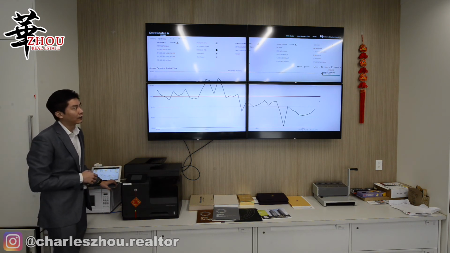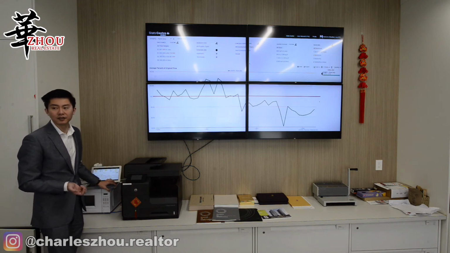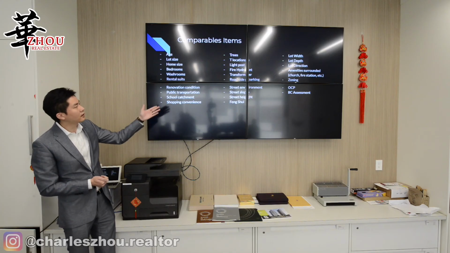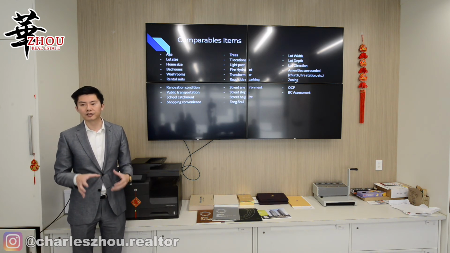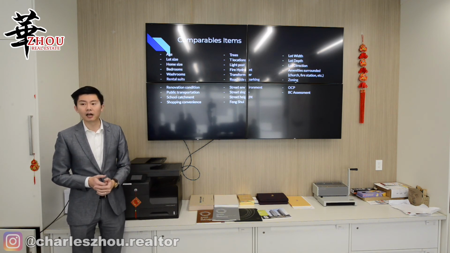So from this graph, the seller will be able to tell that they cannot get a crazy price anymore. They have to understand the market. So comparable items, you have to know what to compare, right? There are age of the property, lot size, home size, bedrooms, washrooms, rental suites, renovation conditions, public transportation, school catchment, shopping convenience. There are so many things that you have to compare and analyze to establish the value of this property.